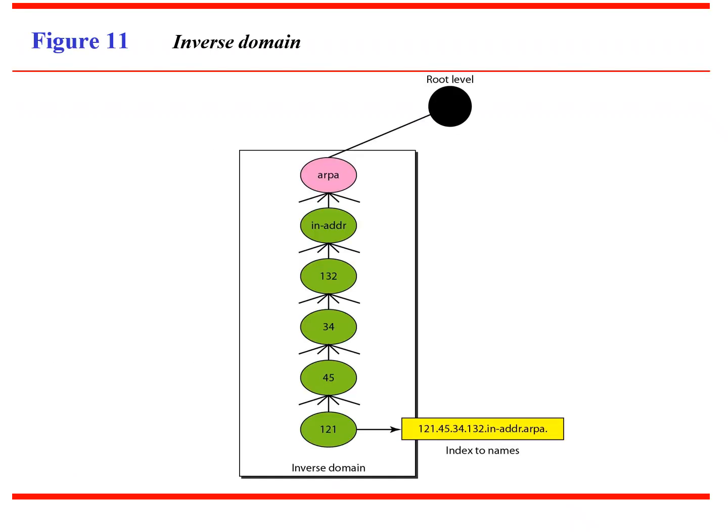As I spoke in the previous slide, this is a diagrammatic representation of the inverse domain. There is a root level, and under root we have ARPA. Under ARPA we have IN-ADDR, and under that we can write the IP address. The IP address is 132.34.45.121. In the inverse domain, we have to read it from the bottom up. So the inverse domain address will be 121.45.34.132.in-addr.arpa, ending with a dot. This is how we read it in the inverse domain.